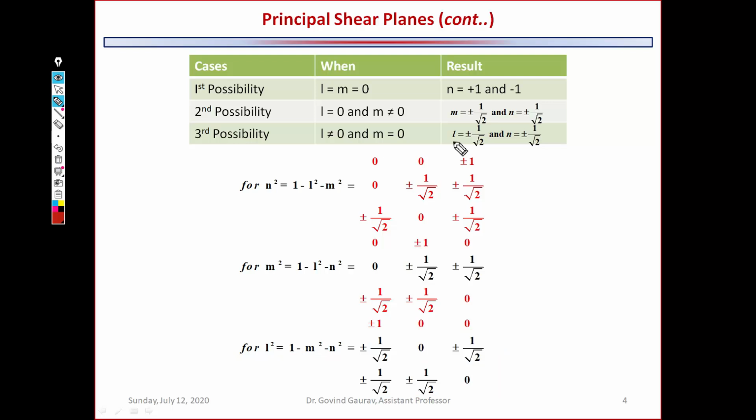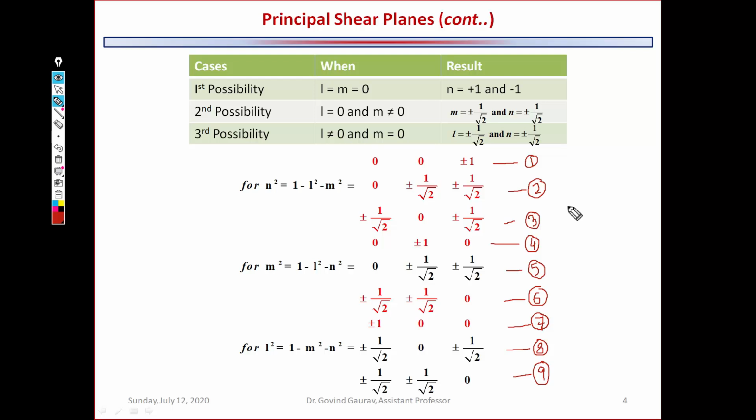So we have all together got 9 relationships. The first is this one, second is this one, third is this one, the fourth relationship is this one, the fifth relationship is this one, the sixth relationship we have got this, the seventh relationship we have got this value, the eighth relationship we have got this value, and the ninth relationship we have got this value. Now we have got the 9 sets of the values of L, M and N.